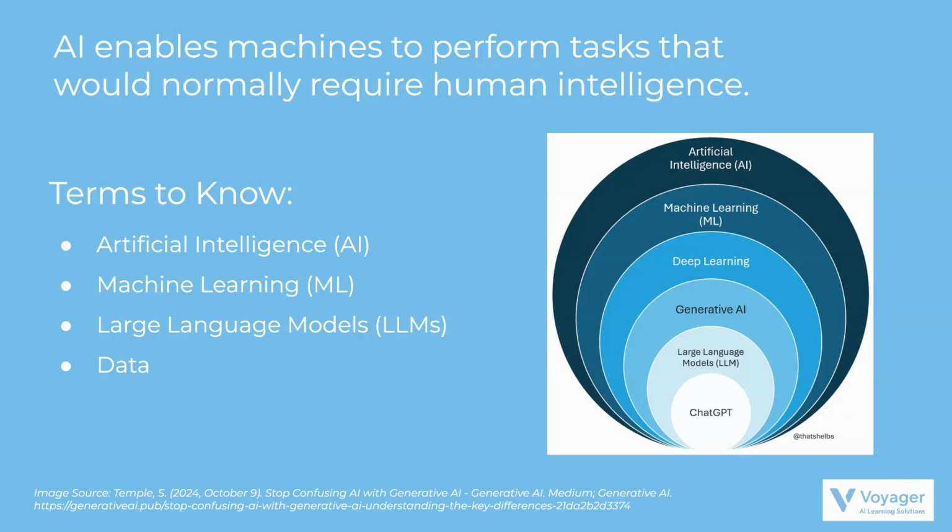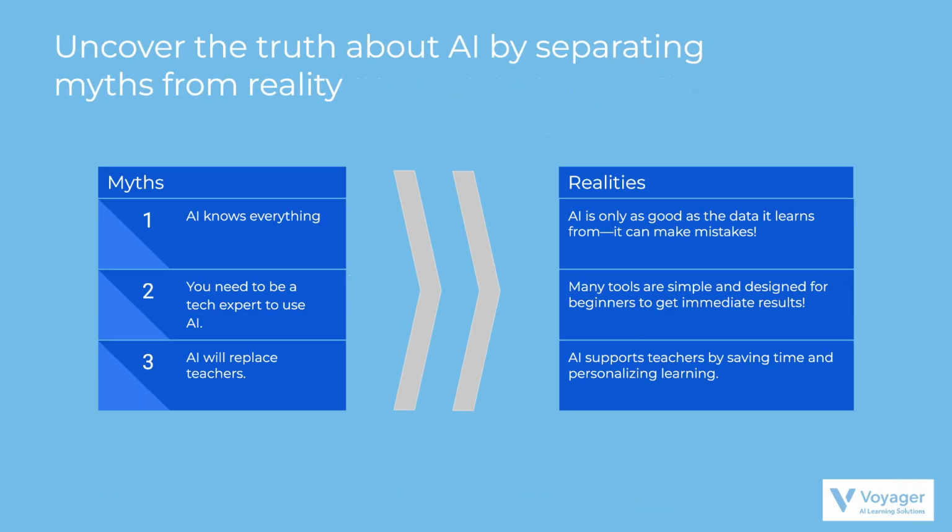But there's an important implication here. Because AI is predicting patterns, it doesn't actually know things the way humans do, and that leads to some common misconceptions. To use AI well, it helps to understand what it can do and what it can't do. So let's clear up a few common myths. Myth number 1, AI knows everything. In reality, AI predicts responses based on patterns and data.